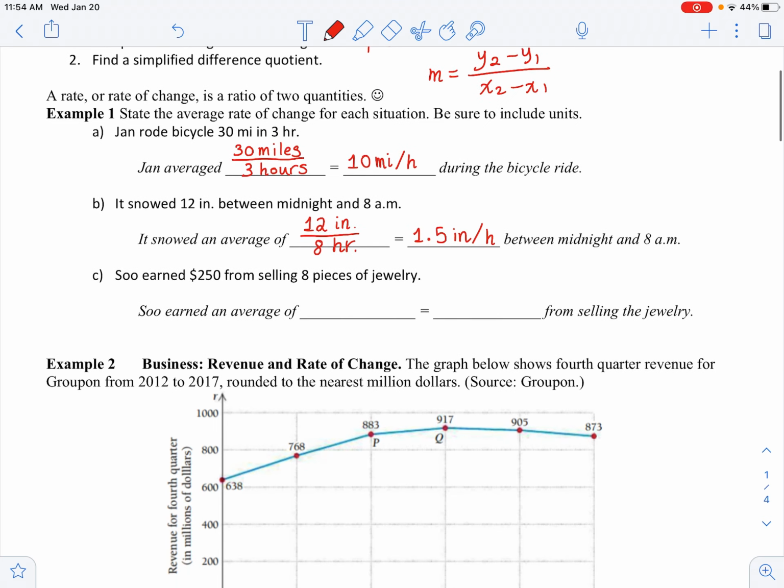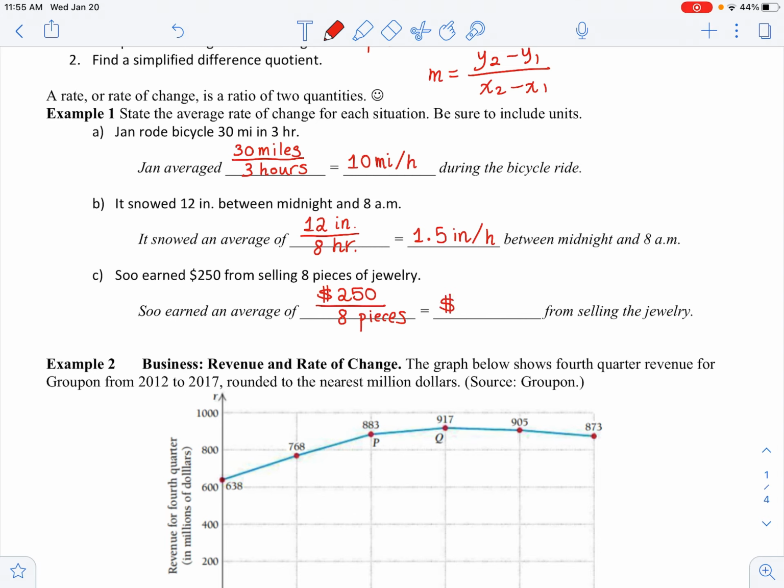All right, last one. Sue earned $250 from selling 8 pieces of jewelry. So I'm going to do 250 and I will divide that by 8 pieces. How do I abbreviate pieces? I'll write it out. Pieces. Okay. I may need a calculator for this division. Let me open up a calculator on my computer. 250 divided by 8. Guys, I'm doing this as I'm completing this note. So if I make any arithmetic mistakes or any mistakes, please let me know so that I can address them.